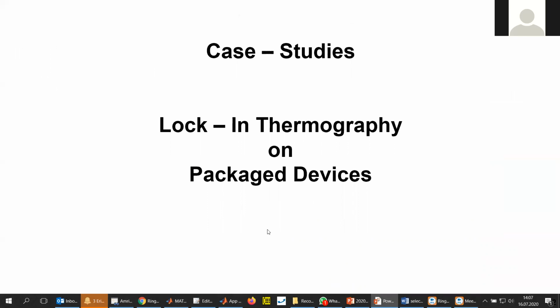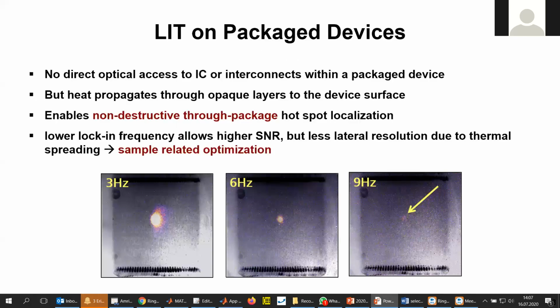I'll come to the last section of the tutorial, in which I would like to show you a few case studies of lock-in thermography on packaged devices. In packaged devices, or when we investigate packaged devices, there's usually no direct optical access to the IC and the interconnects which are within the package. However, the heat propagates through these opaque layers and reaches the device's surface, where it's irradiated off towards the camera. And that allows us for a non-destructive through-package hotspot localization.